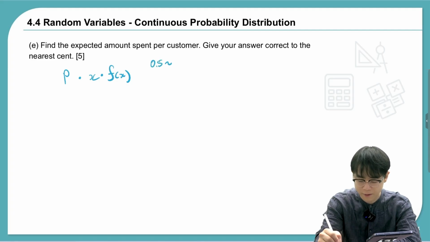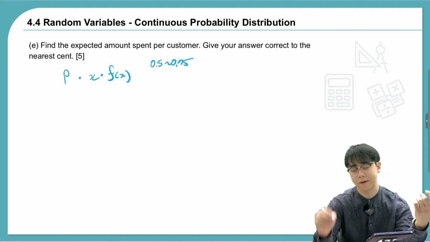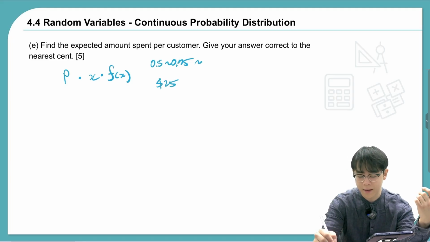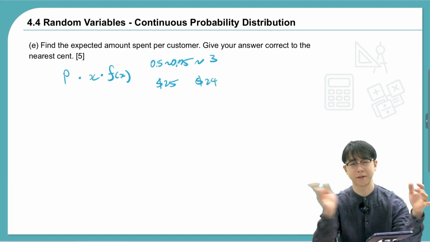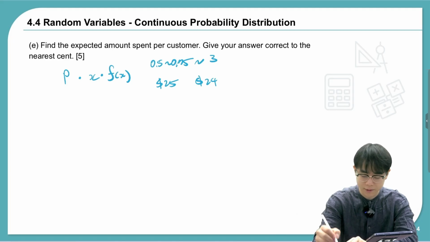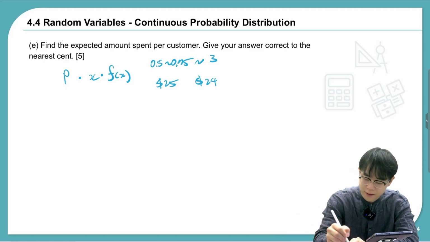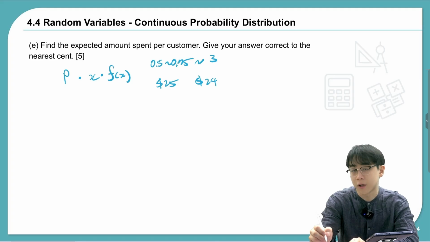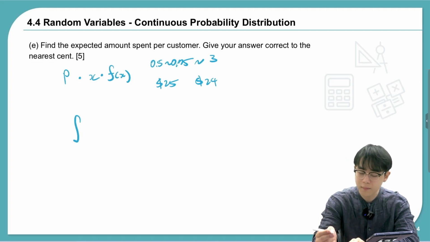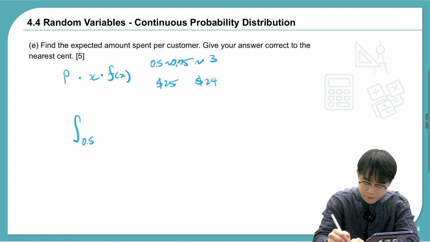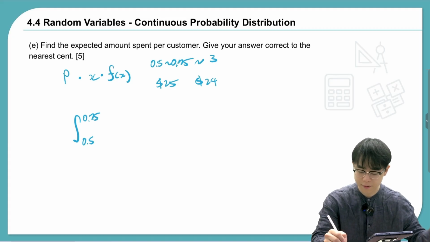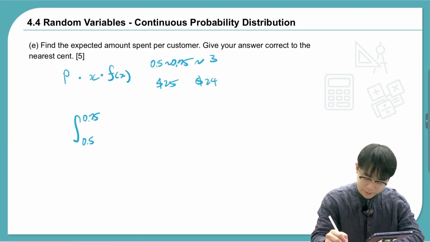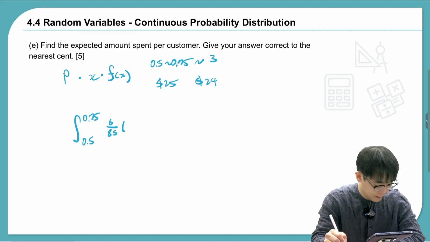So from 0.5 to 0.75, it's $25 per kilogram. And then from 0.75 to 3 kilograms, it's $24 per kilogram. So we might have to set up 2 separate integrations. So if we were to find the expected amount of chocolate the customer would buy, that would be from 0.5 to 0.75, and then we would have f of x. Okay, so f of x we saw as 6 over 85 times 4 plus 3x minus x squared.